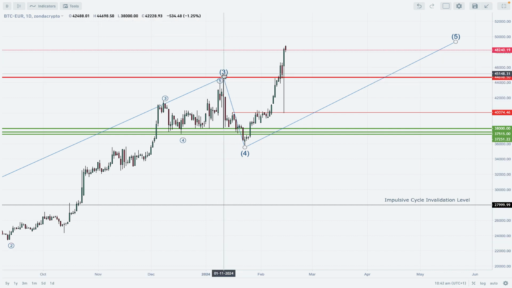Okay, so we got the wave 3 top broken, 46,98 has been violated. We got the support here, and then of course we got this support here, 40,074 euro. That was used as the big technical support in case of a sudden spike to the downside.